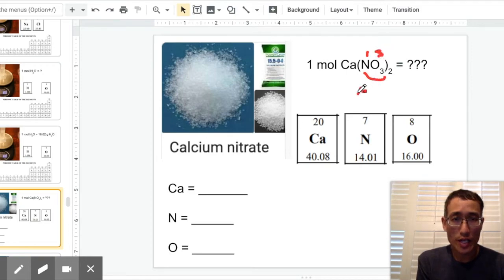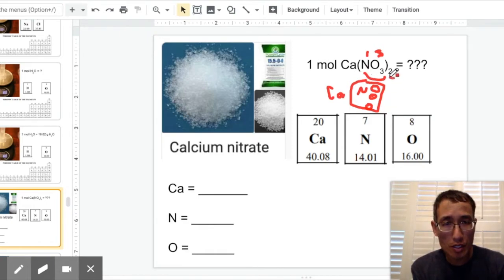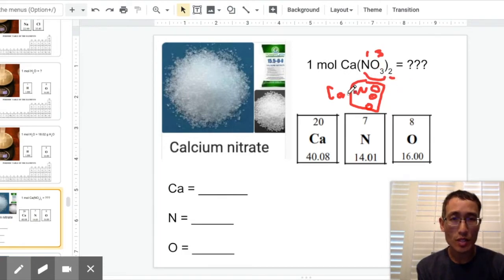Okay, so if I have an N, I'm going to draw this out. So I have 3 O's. This is a group like this. And I have calcium here. So there's only 1 calcium. There's nothing after it. Well, this 2 here tells me that there's actually 2 of the nitrate groups. So in this formula, I've got 1 calcium, a nitrate group, and I actually have another nitrate group like this. I have an N and 3 O's.